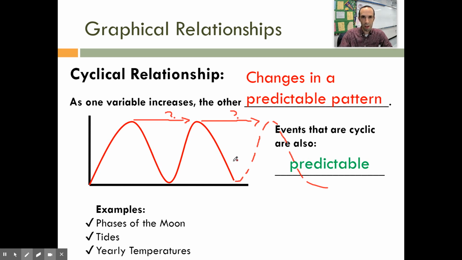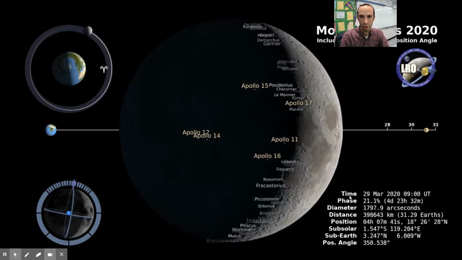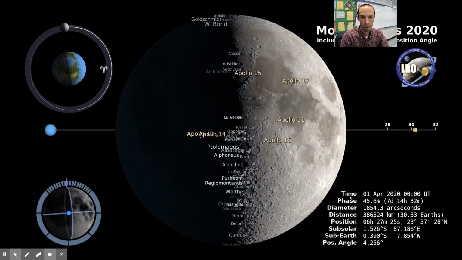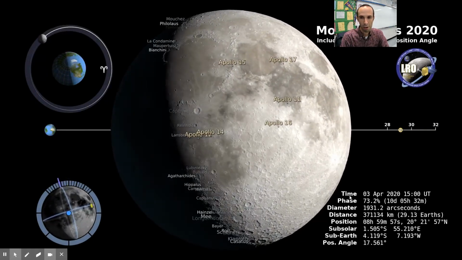And there's a lot of things in earth science that are cyclical. Phases of the moon was a good example that we just talked about before. So the full moon might be the peak right here, and then it decreases down to the new moon, and then back to full moon, and then back down to new moon, and so on and so forth. You can see here the changing moon phases throughout a 29.5 day time period.